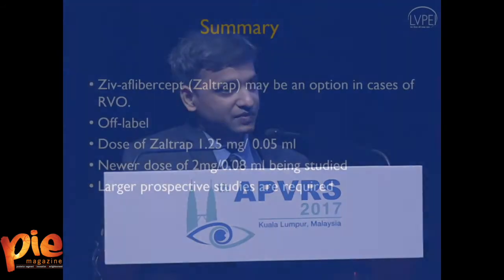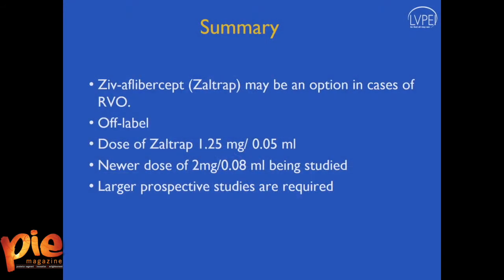So in summary, ziv-aflibercept may be an option in case of retinal vein occlusion, although it is off-label. The dose of Zaltrap, which is convenient to use, is slightly less than what is available commercially with Eylea, but we are doing currently studies with the newer dose of 2 milligrams in 0.08 ml, and larger prospective studies are required to validate our findings.